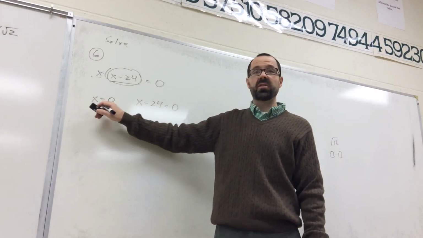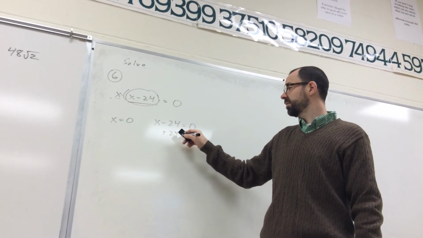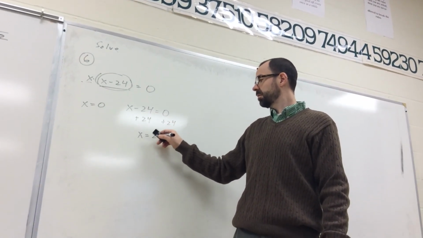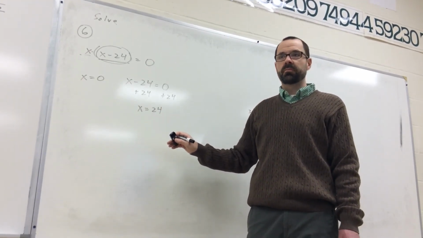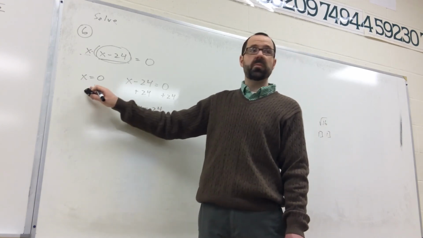So this one's already solved. X equals 0 is our answer. Here you just add 24 to both sides. So there's two answers on this problem. One of them is 24, and one of them is 0.